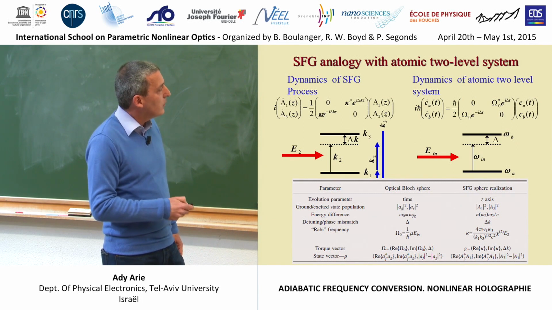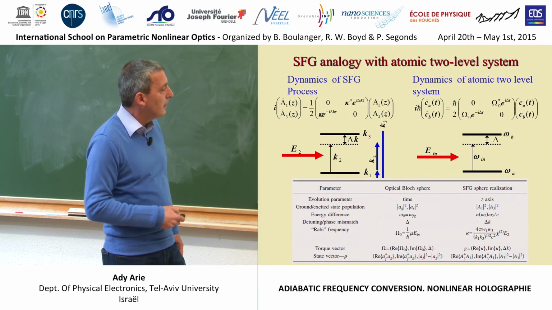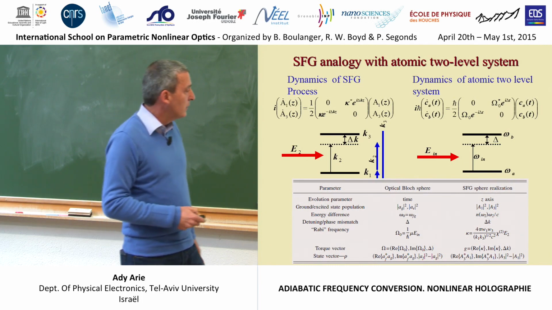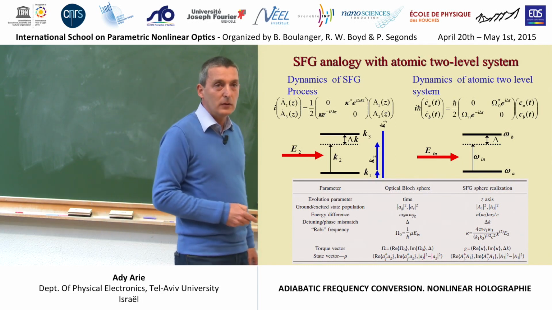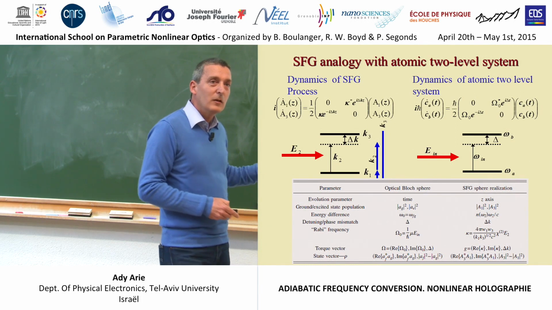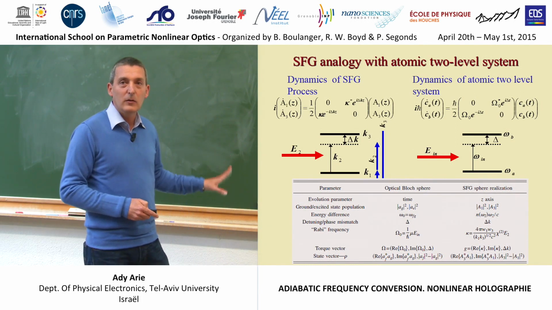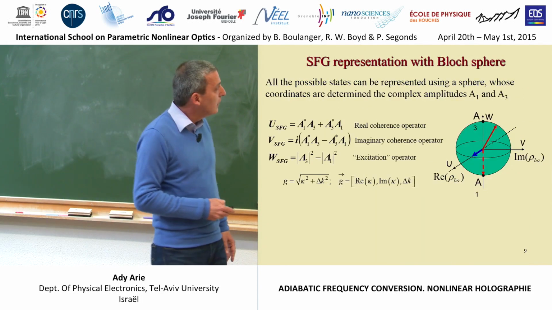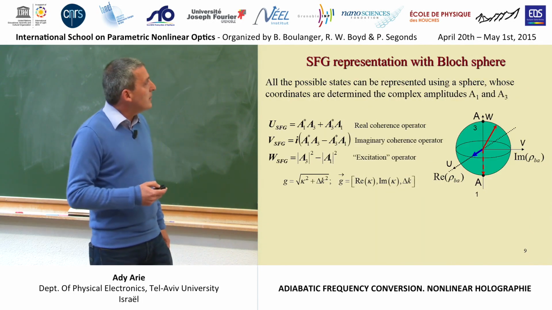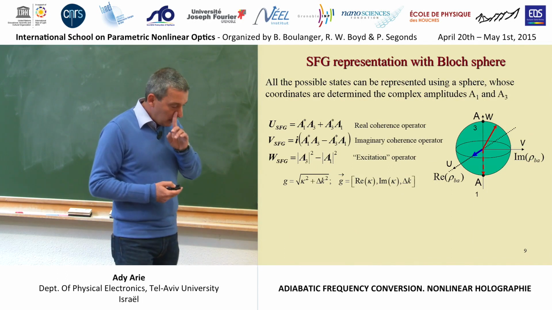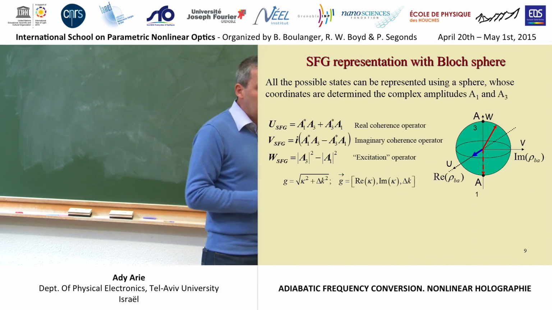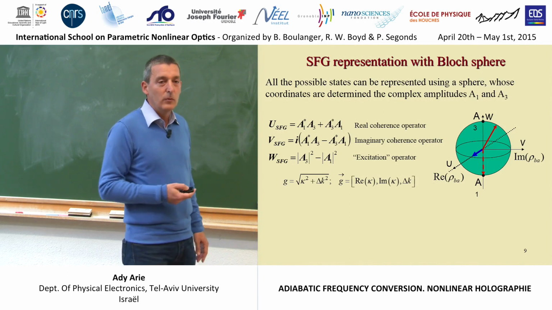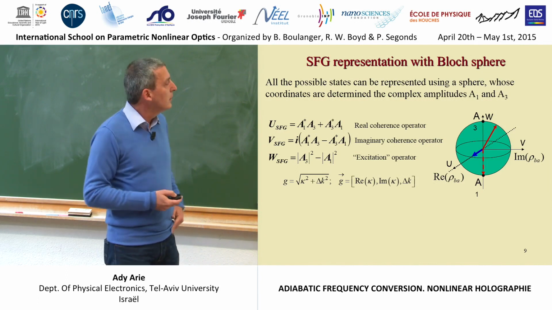The tuning, this I already showed, is delta K. And the Rabi frequency is the coupling between the systems. So in fact, we have a one-to-one correspondence. With every parameter that we have in a two-level system, we can find the analogy in nonlinear optics. Now, in two-level systems, there are some very nice methods that were established in order to visualize the process.